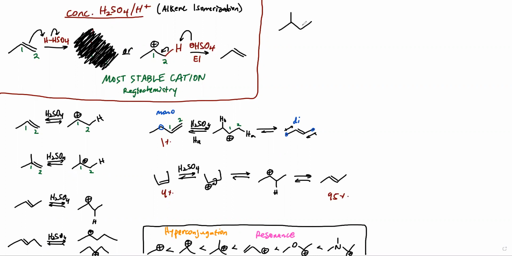So let's say I have this alkene here. Once again, if I were to think about the cation that would form, you would get this cation here. And once again, we just ask ourselves, which proton is better? It's going to be the proton on the left side.